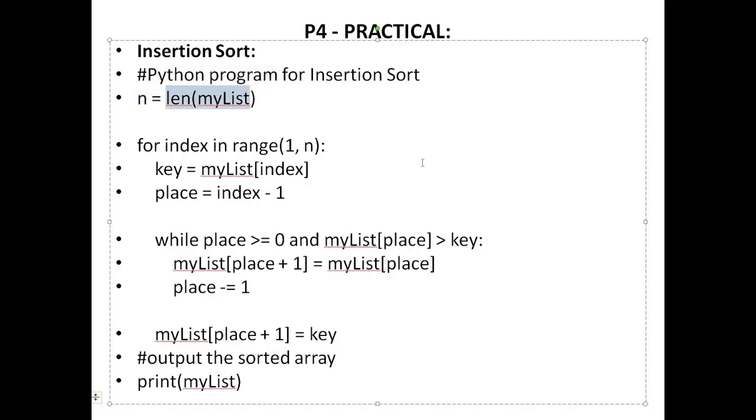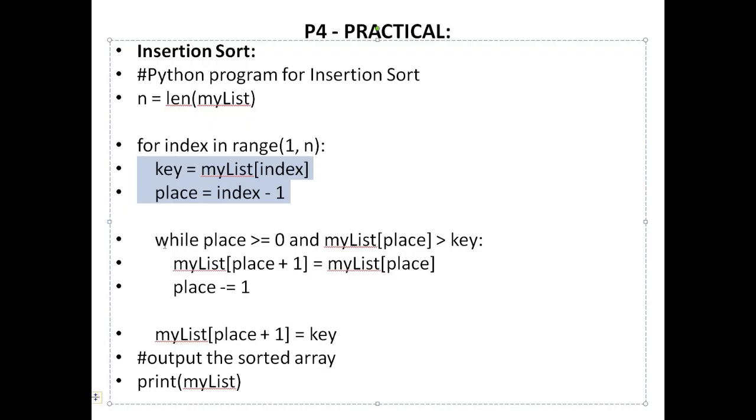So first of all, n will be the length of my list. Then we are going to run a for loop for index in range 1 to n. Why are we running it from 1? If you remember, in insertion sort we always start our loop from the second position in the array. Key will become my list index. Whatever is the value at the current position will be stored in key, and place will become index - 1. We just straight off copied this from the pseudocode.